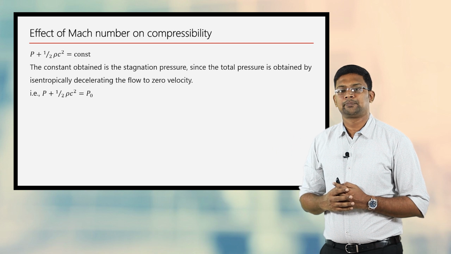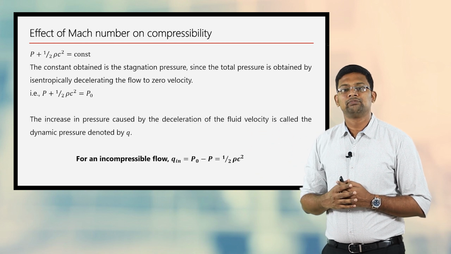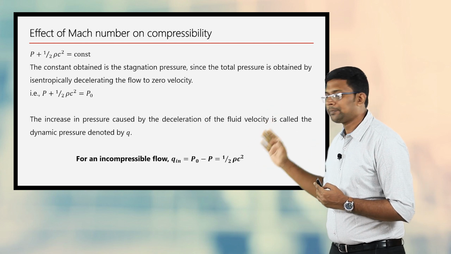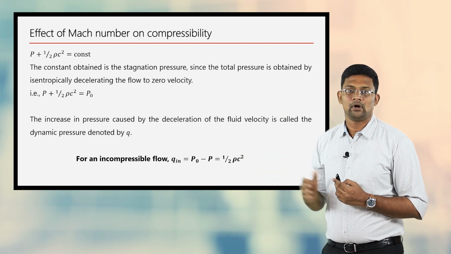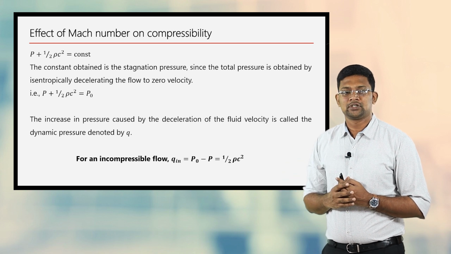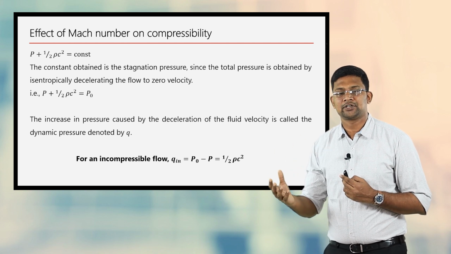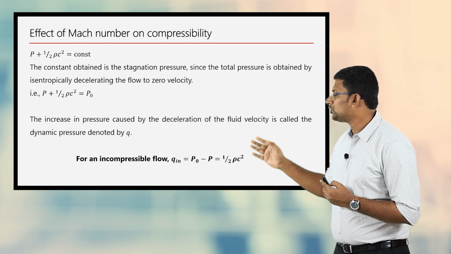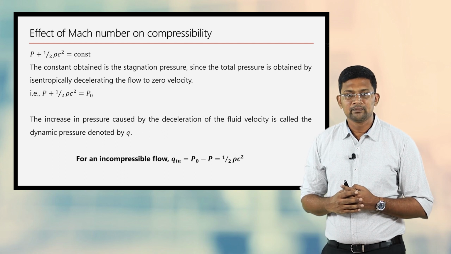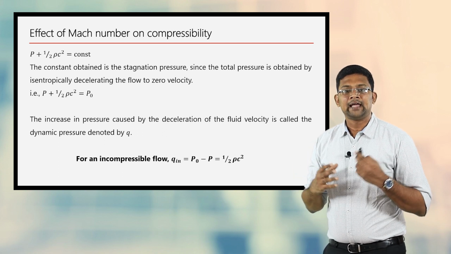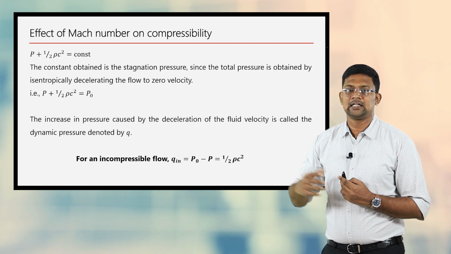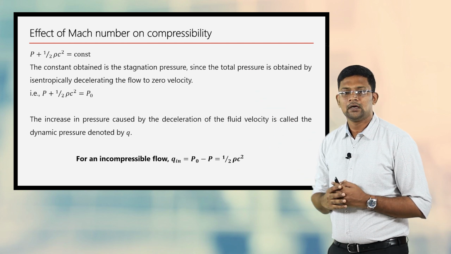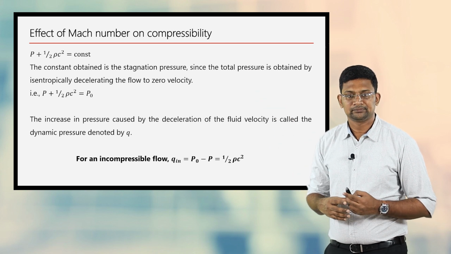The increase in pressure caused by the deceleration of the fluid velocity is called dynamic pressure. So this term, dynamic pressure, which is indicated by Q, is very important. Q, dynamic pressure, is defined as the increase in pressure caused by the deceleration of fluid velocity, or in simple terms, Q is equal to P0 minus P. For an incompressible flow, the dynamic pressure Q_inc, where inc stands for incompressible flow, is equal to P0 minus P, which was earlier obtained as half rho C square.